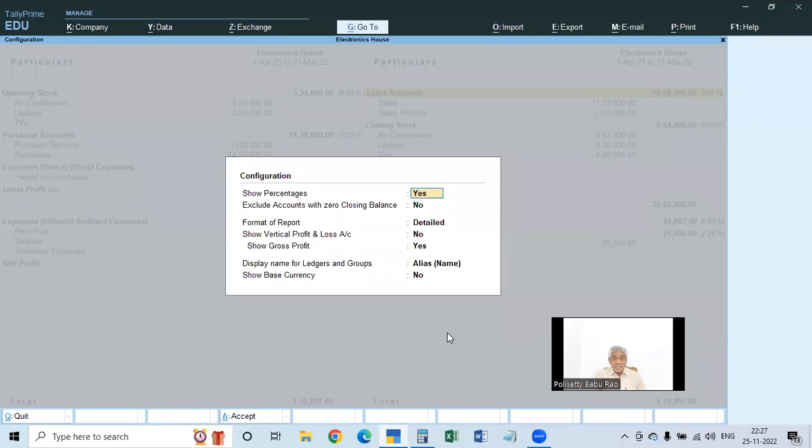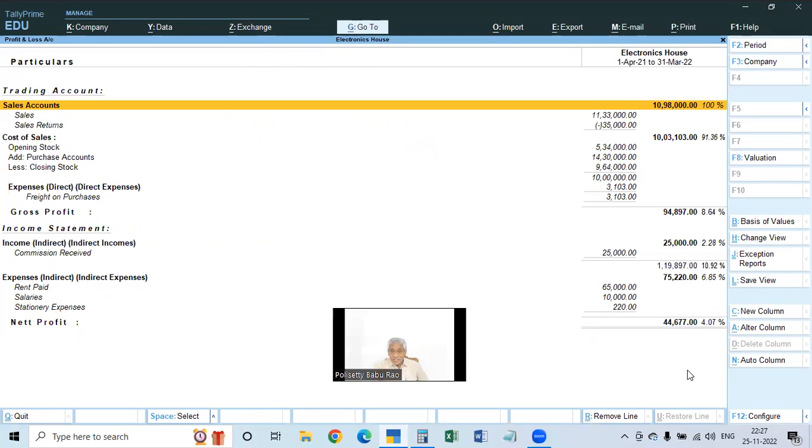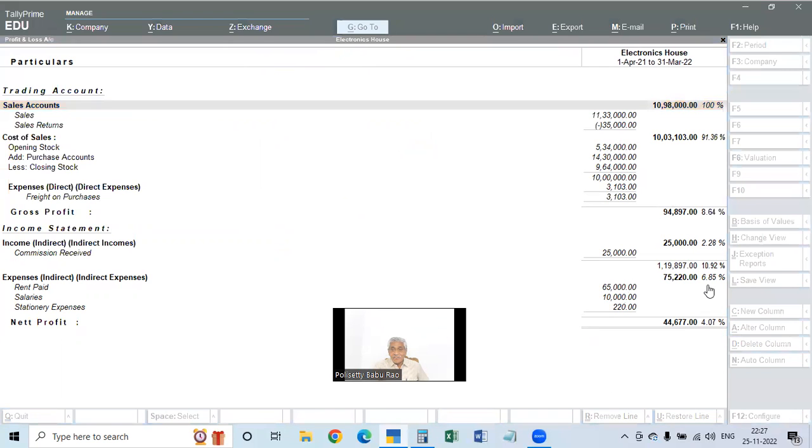So go to F12 percentages again and then come to detail. See, show vertical profit and loss account. Make it yes, and make this yes, and then come here and press Ctrl+A. So here it is showing in vertical form. Everything is there.